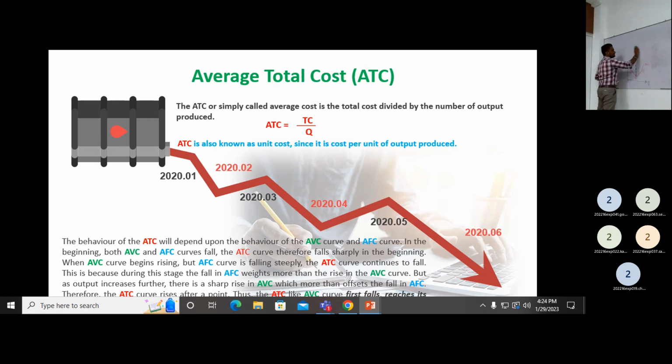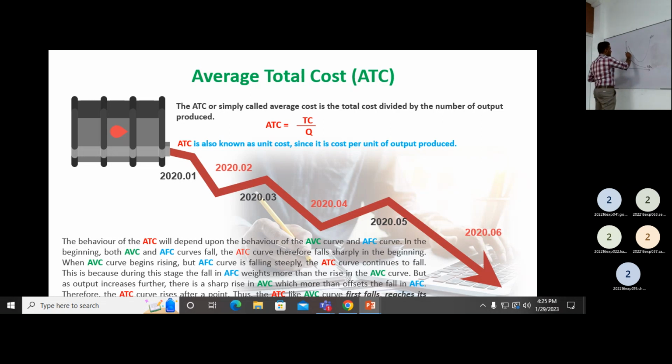Now you know the behavior of the cost curves: total variable cost, total cost as well as total fixed cost. Now this is the behavior of your average cost curves. So this is your average fixed cost. Right? Then this is the behavior of your average total cost curves.